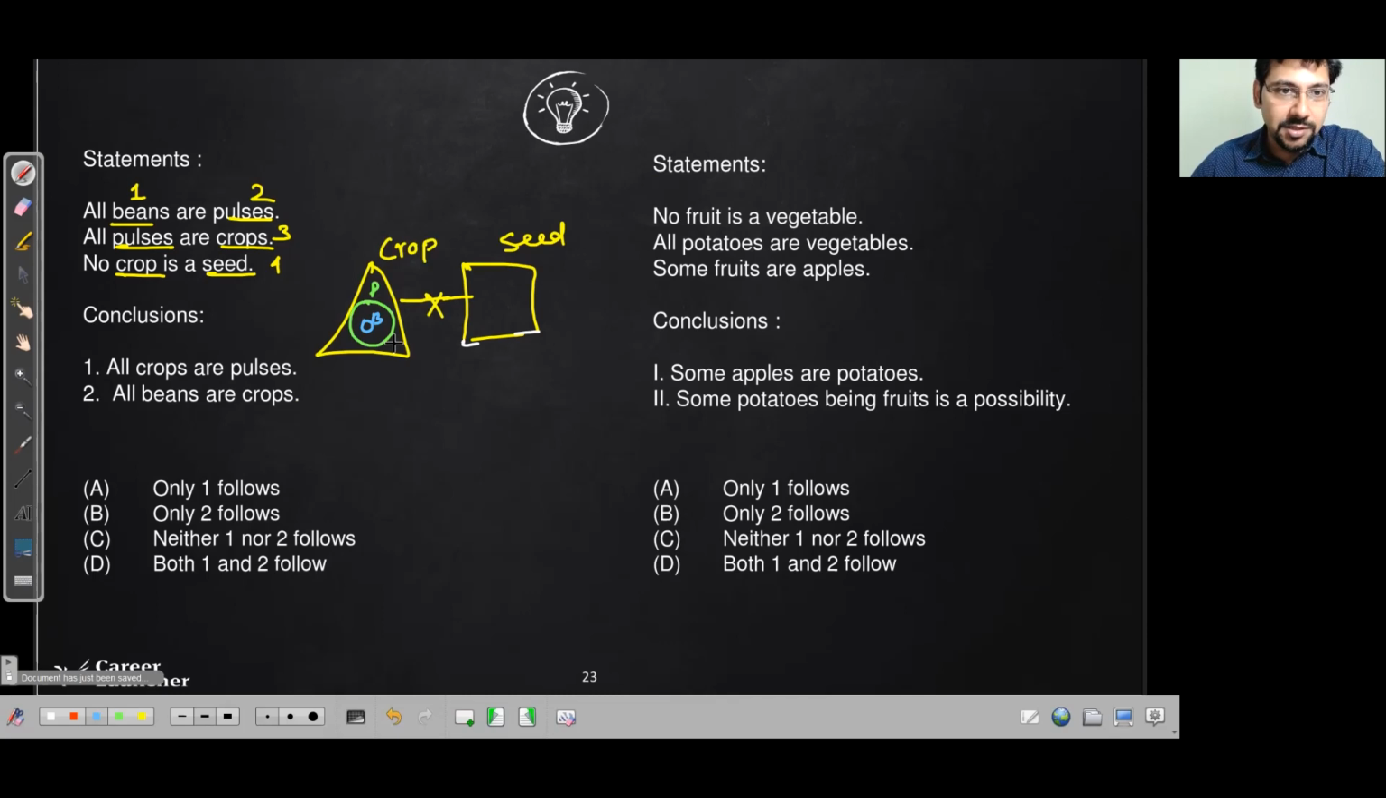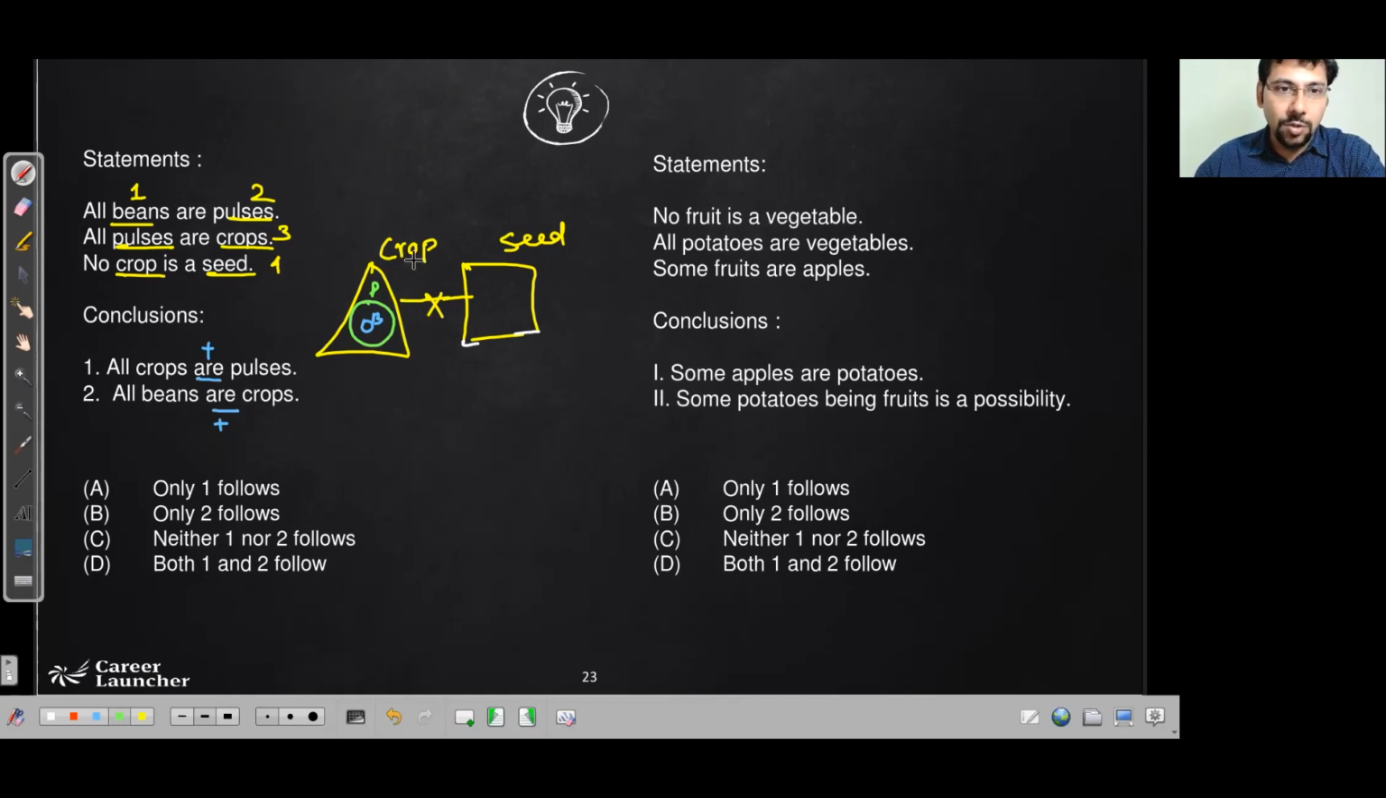Now, a very interesting possibility. I'm drawing the least intersection because obviously I can see these are positives. So, least intersection diagrams. But you should remember that bean can be equal to pulse, and pulse can be equal to crop. But no matter what, beans can never touch seed. Pulse can never touch seed, because pulse will be maximum till crop, and crop cannot touch seed. So let's see what they are saying.